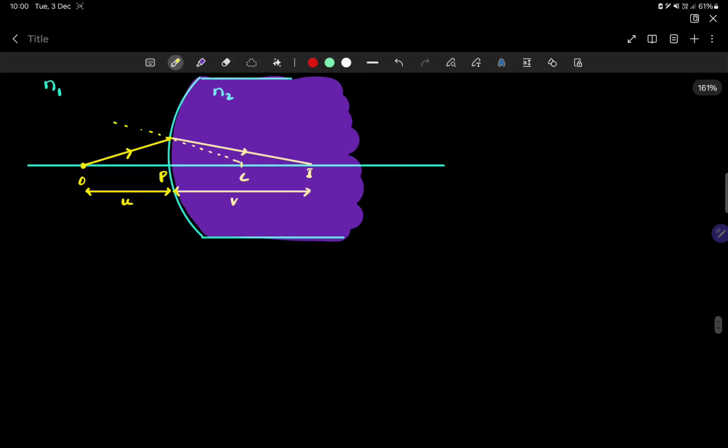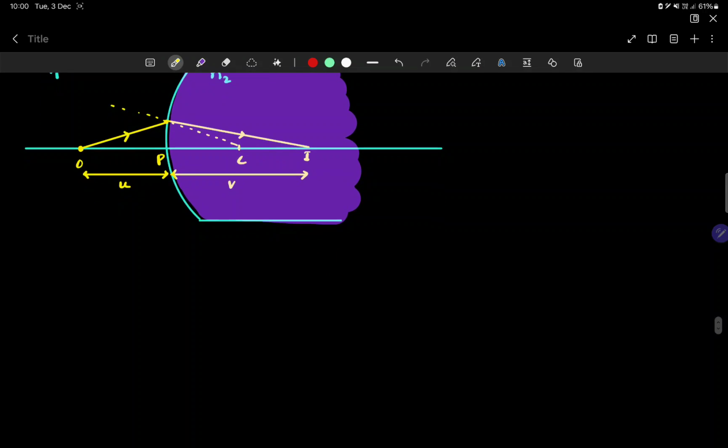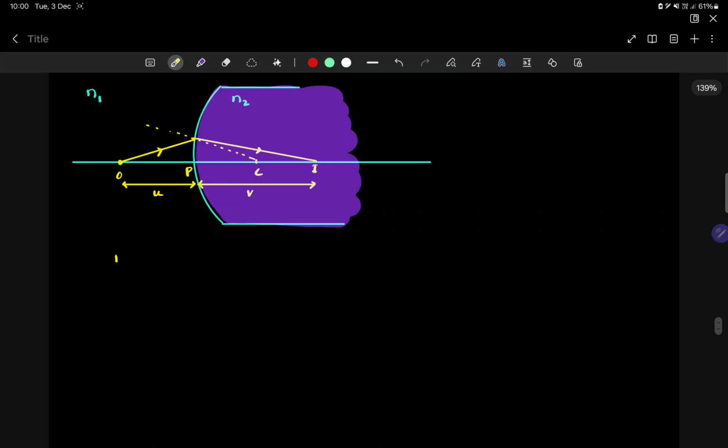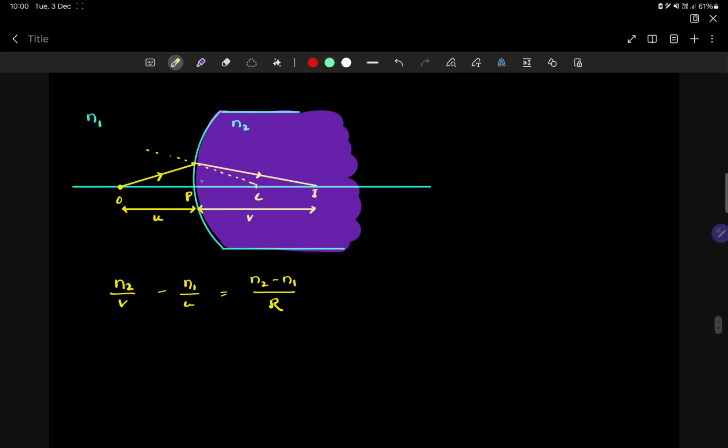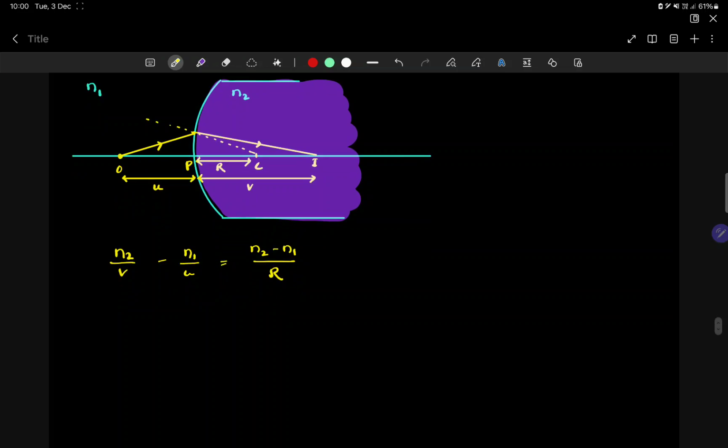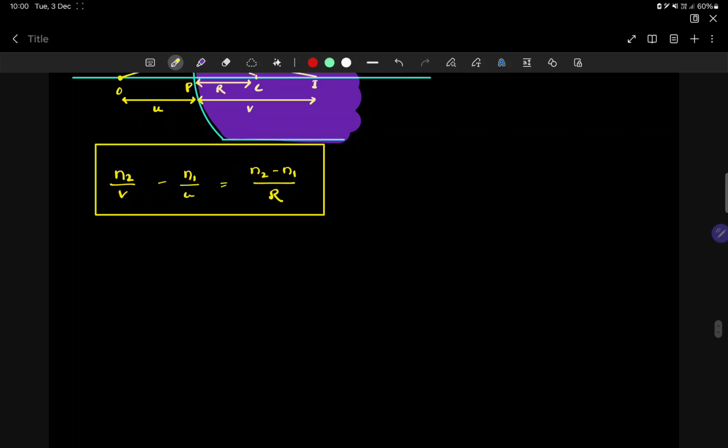Only I am representing the object distance and image distance in terms of U and V. So our formula is N2 by V minus N1 by U is equal to N2 minus N1 by R. So what is our radius of curvature? Pole to center of curvature. This is the radius of curvature of this curved glass surface. So this formula we have to use in order to find the image distance.